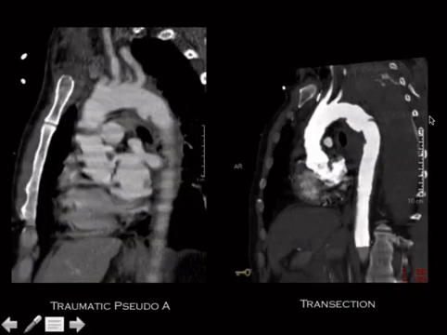Now here is a traumatic pseudoaneurysm versus a transection. I put these side by side because I want to point out that they're occurring at the same location, where you have the ductus, which is now scarred down, basically creates a ligament there that tethers the aorta at that point. So you have your high-speed collision, everything in the chest moves except for the part that's tethered down, and that's where you have your injury.